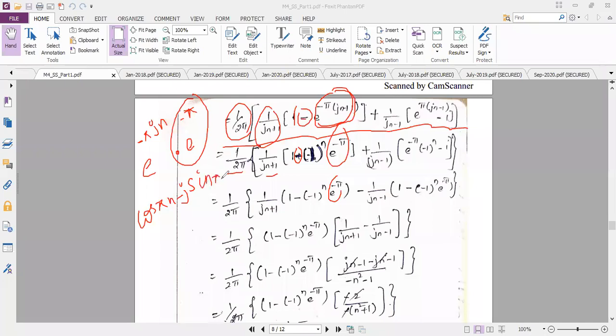So tell me, which term will be cancelled here? Which term will be cancelled? Cos term or sin term? Anyone? Sin pi n. Very good. Sin pi term will be cancelled.